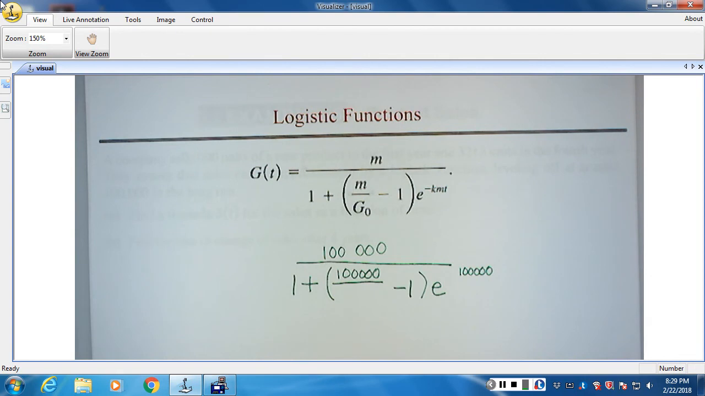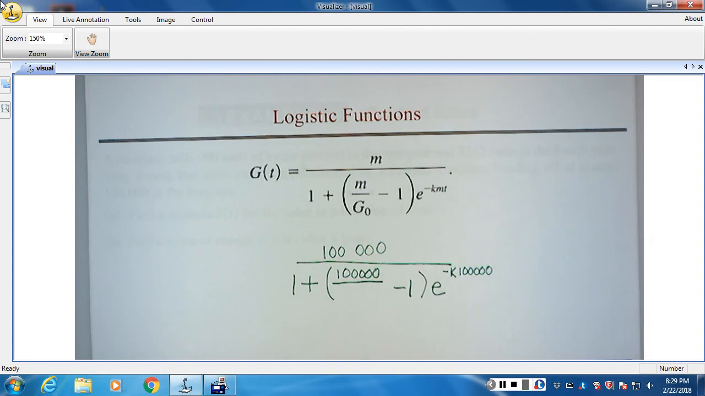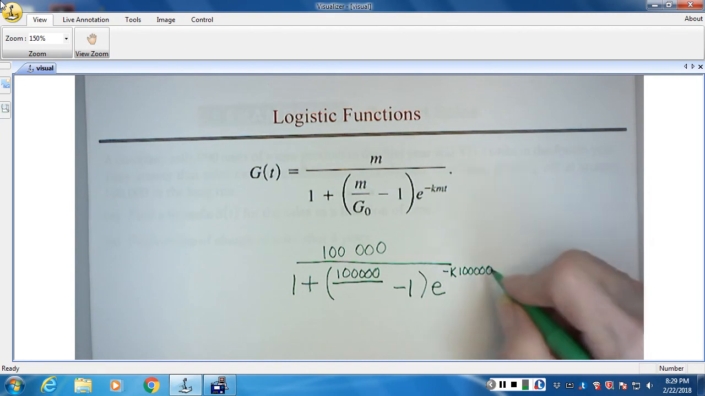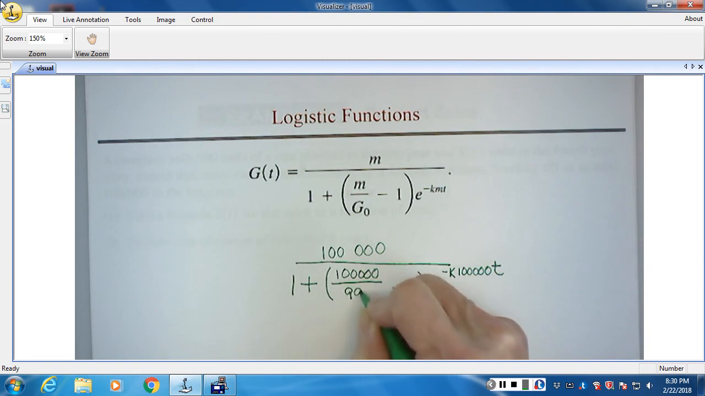Now, the number k that you see there is a constant, and it is particular to a particular problem. So we're going to have to figure out what k is. T is the only variable in the problem. It's time, because the number of units produced changes over time. G sub 0 is how much they produced in their first year. That's what's called the initial value.